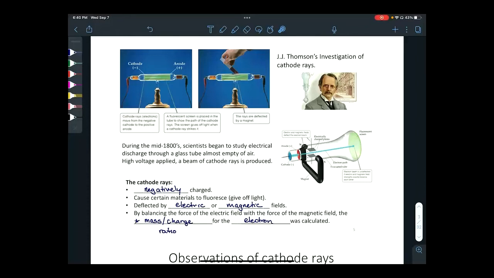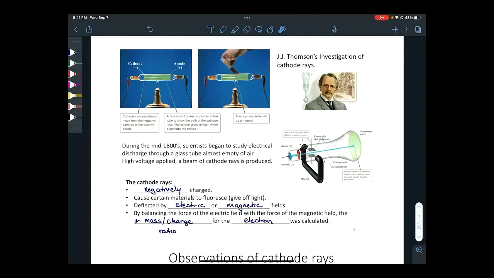And he did a couple of things to that ray and saw different observations. He took a magnet to the ray and saw that the ray was deflected. So it was deflected by an electric or a magnetic field. And he also determined that this particle or this ray had mass to it. So I'm going to show the demonstration here.